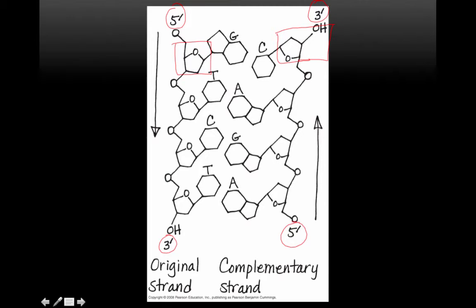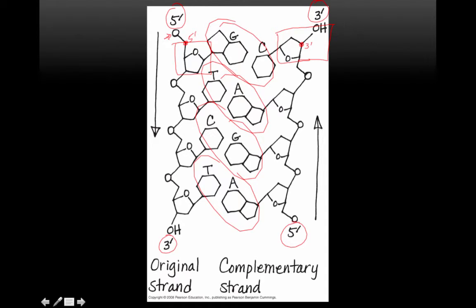And we can see that more clearly here as we focus in on the deoxyribose sugars. Notice their orientation is flipped on the two strands, so that the fifth carbon that's attached to a phosphate group on the left side is closest to that end of the molecule, whereas the third carbon that's attached to a hydroxyl group is closest to the top end on the complementary strand. How many base pairs are shown on this DNA molecule? There are 4 base pairs.